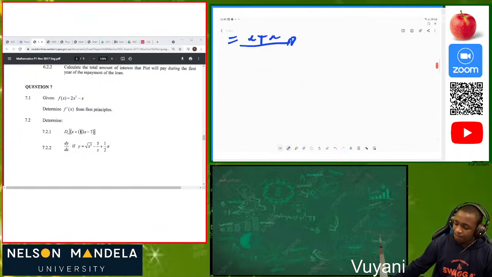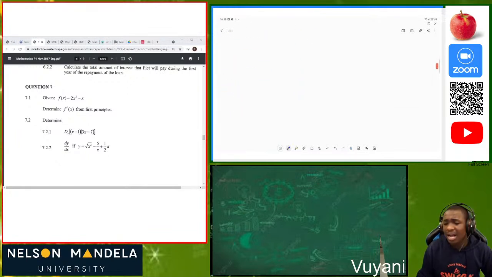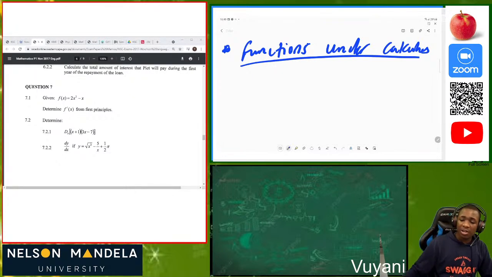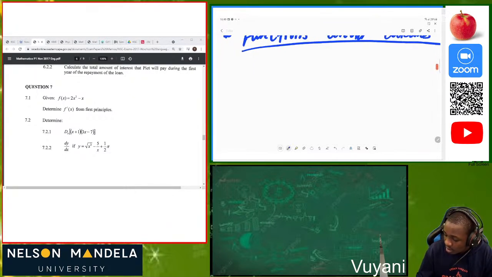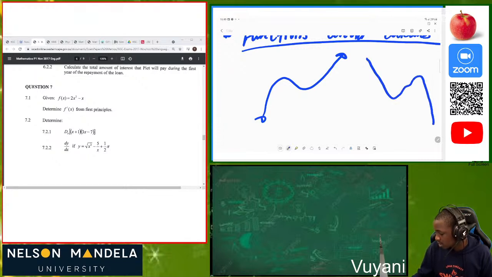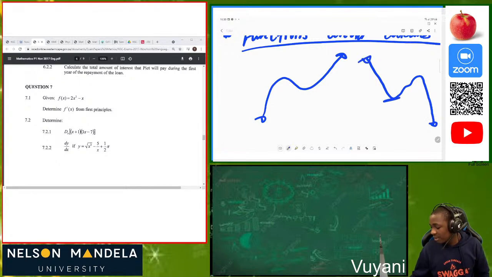Now moving forward, we have what we call the functions under calculus. So the functions under calculus, they are in this kind of way. Okay, mine is ugly. I know yours will be beautiful. Then the other one must be a decreasing function and an increasing function. They're in this format. You can see that they have these turning points. They have two turning points.